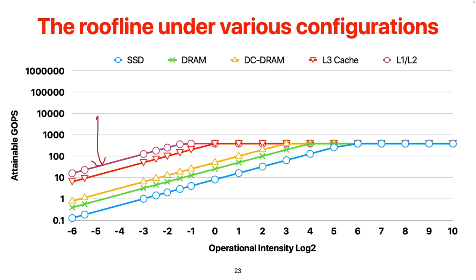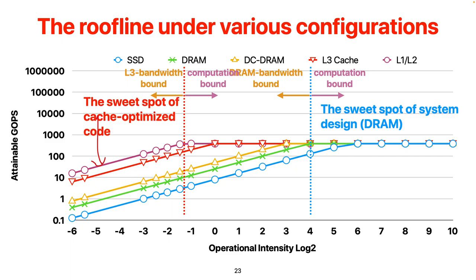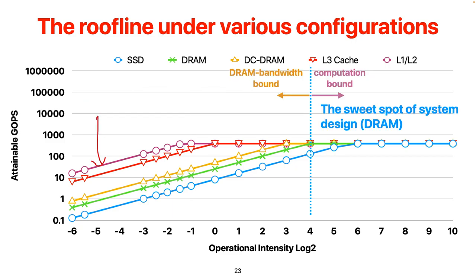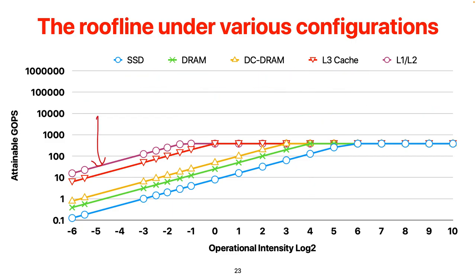Then if you have a matrix multiplication algorithm with operational intensity at 0.25, you are here. Still bounded by cache performance, but that's the maximum floating point operations that you can achieve with the processor you have in a system, if you have cache optimized code.